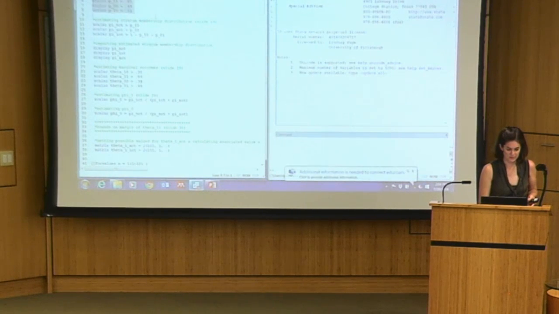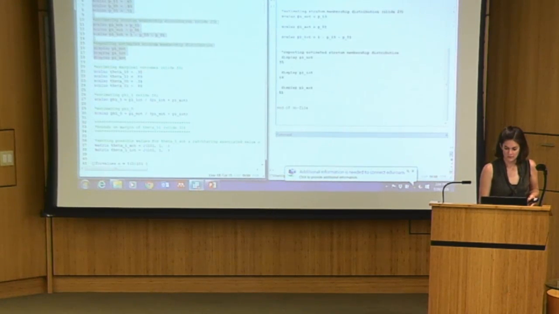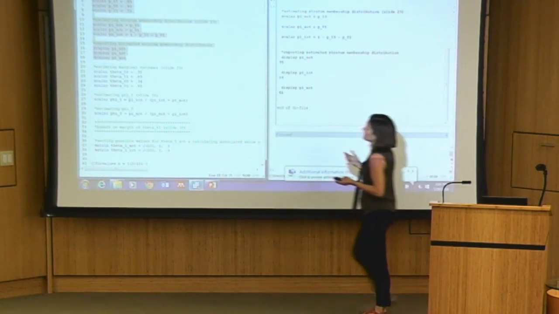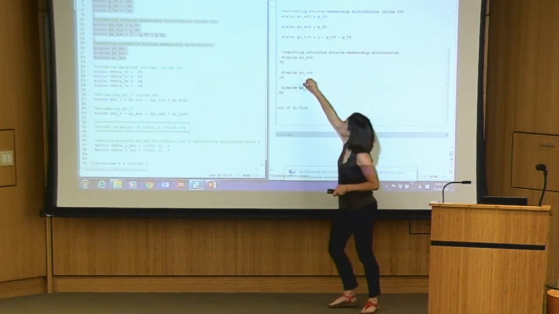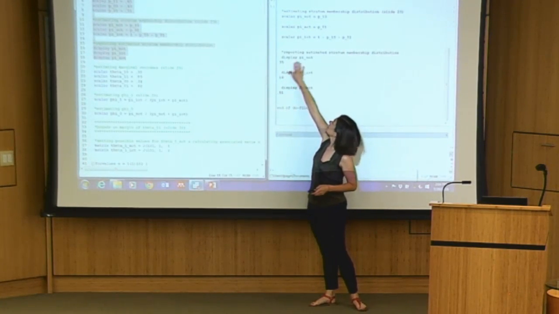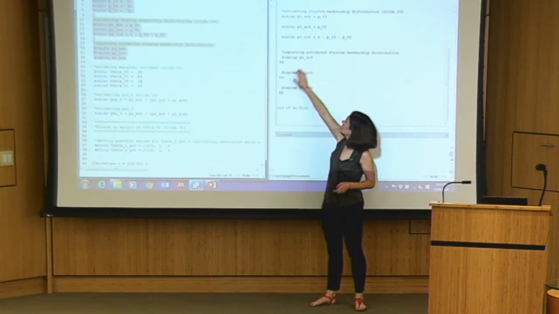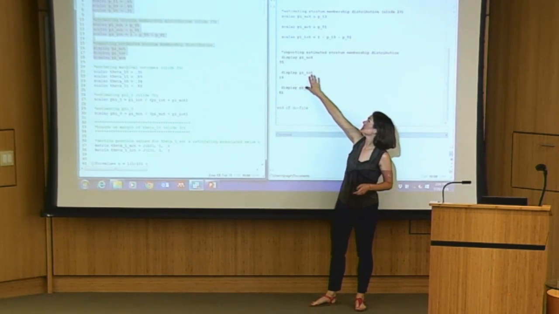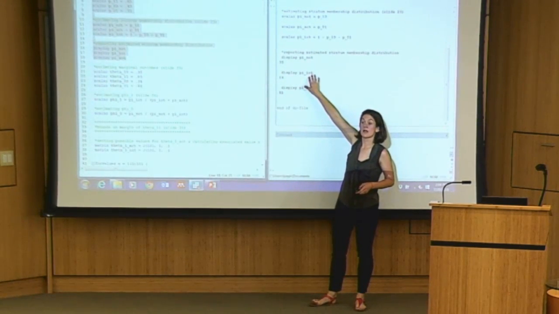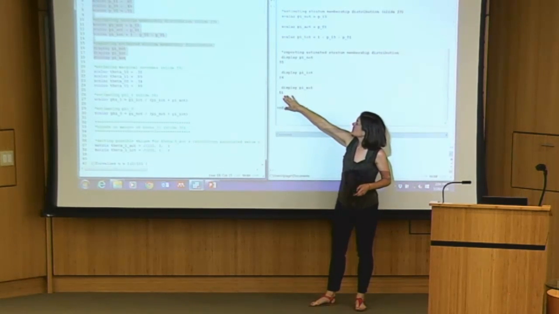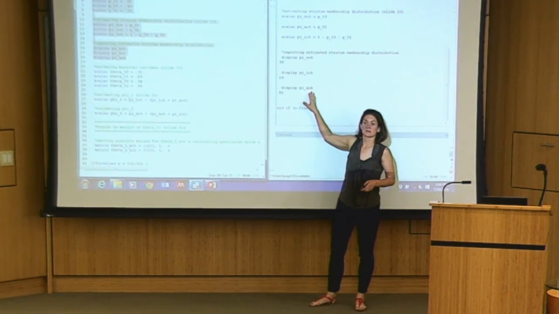Right, so we could just run that. And there are our values. So we estimate in our data that 35% of students are never on track, 14% of students are induced to be on track, and 51% of students are always on track.